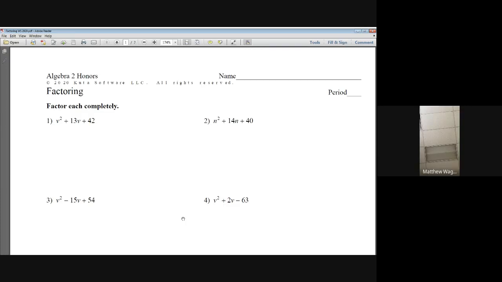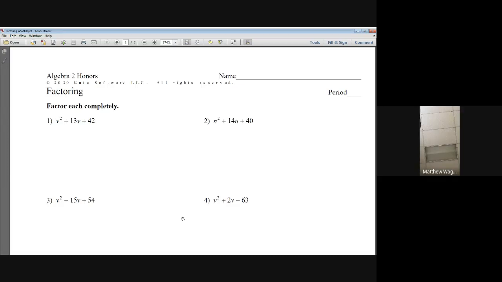Well, it's not 1 and 42. It's not 2 and 21. It's not 3 and 14. 6 and 7. So what I'm going to do is take this 13v and break it up into 6v and 7v. The other portion of my expression I'm going to leave exactly as is.